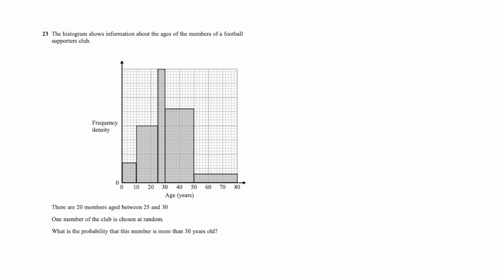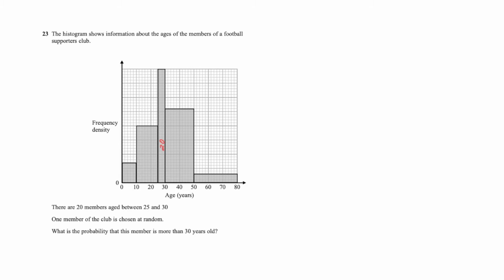Read the question first. Histogram shows information about the ages of the members of a football supporters club. Does it though? Well, I can see the ages there, but there are no numbers on the frequency density axis. That's a bit dodgy. Anyway, here we go. There are 20 members aged between 25 and 30. That's important, so let's put that in and see where that puts us. This 25 to 30 has got 20 members in there.